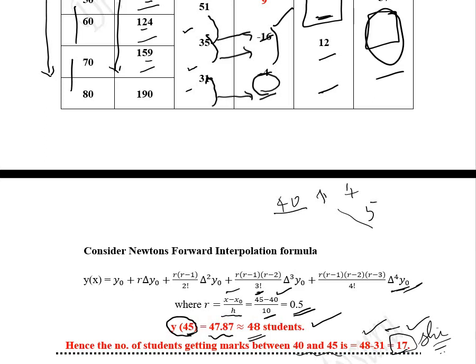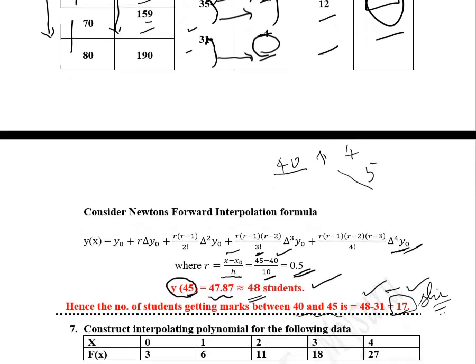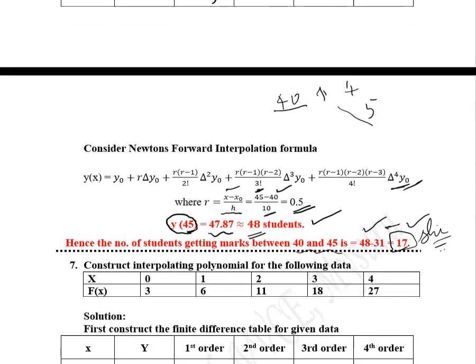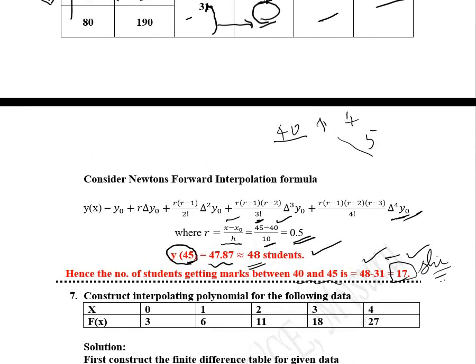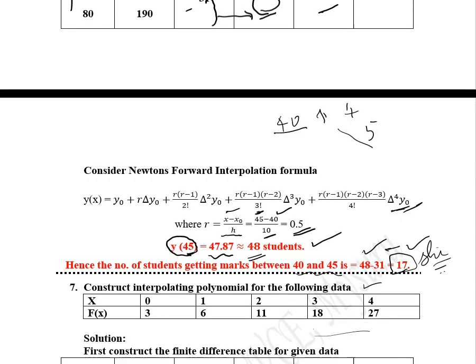Now I will explain another problem that is different from this type of problem. That is construction of an interpolating polynomial. So construct the interpolating polynomial for the given data. We already constructed a polynomial in Lagrange's interpolation. Almost the same procedure we are going to use here also. Here I gave some data. We need to construct the polynomial which satisfies the following data.